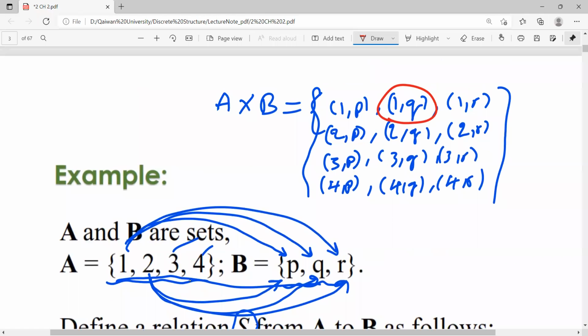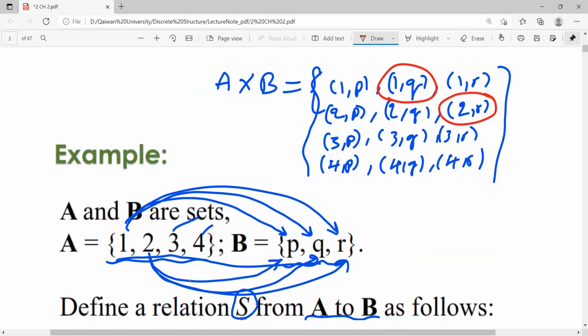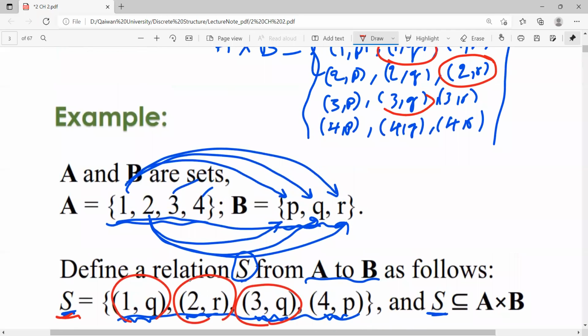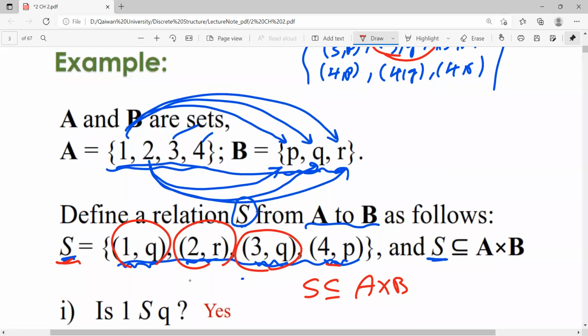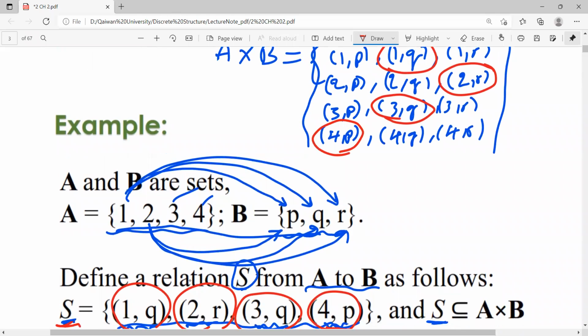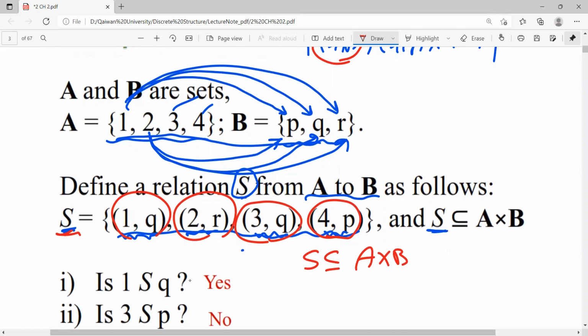Then 2 and R. As you see here, we have 2 and R. That's it. We found these two. 3 and Q. This is 3 and Q. I also have 4 and P. We have 4 and P. As you see, we could find all elements of S, which is the relation, in A times B.